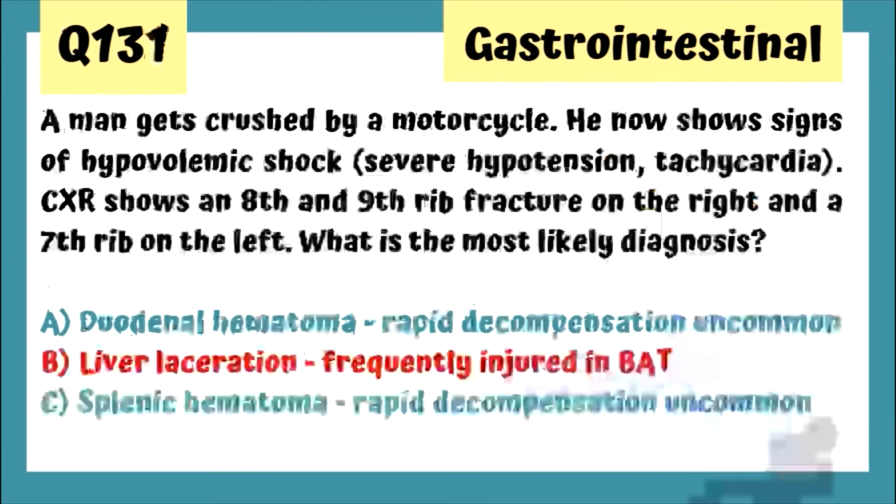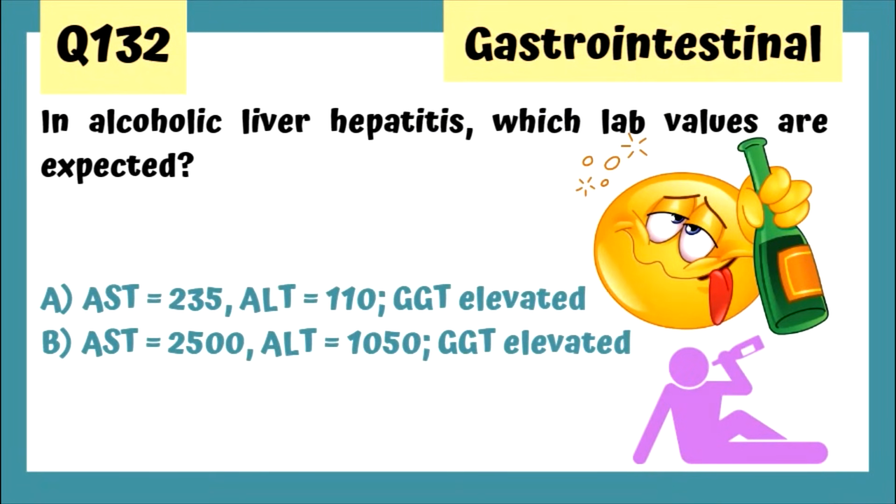And in splenic hematoma, rapid compensation again is uncommon. Question 132. Alcoholic hepatitis. What are the lab values? They're not going to be so high. They're always going to be under 500. AST is going to be 235, ALT is going to be 110, and GGT is going to be elevated, always less than 500.